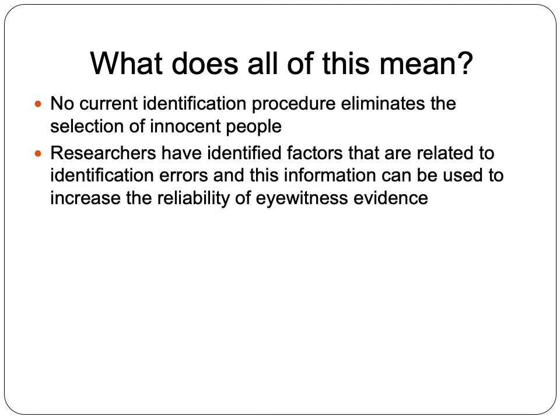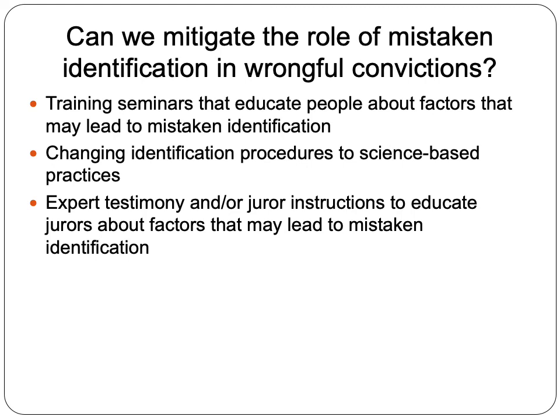Researchers have identified factors that are related to identification errors, and this information can be used to increase the reliability of eyewitness evidence. Can we mitigate the role of mistaken identifications in wrongful convictions? Training seminars educate people about factors that may lead to mistaken identifications, including police departments. Changing identification procedures to science-based practices is a good idea, and expert testimony and jury instructions to educate jurors on the many factors that lead to mistaken identifications are also important. Having experts actually testify in court is also very, very important.